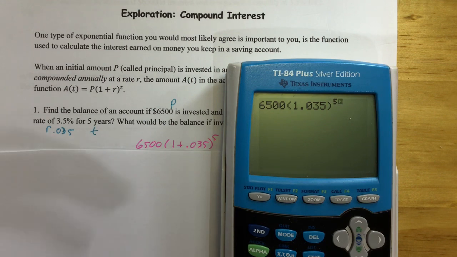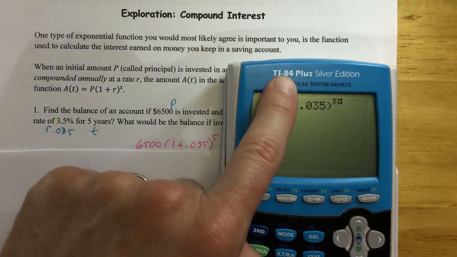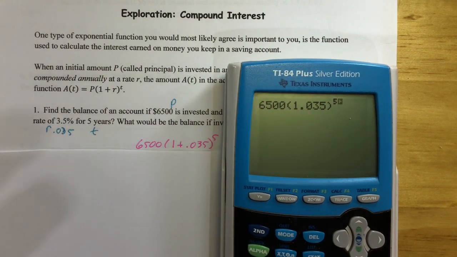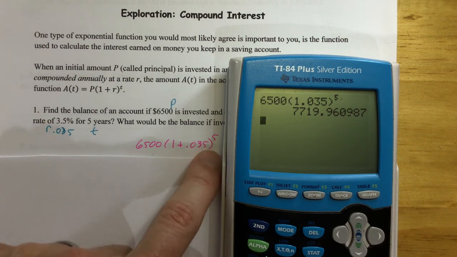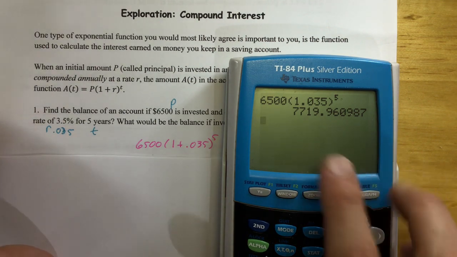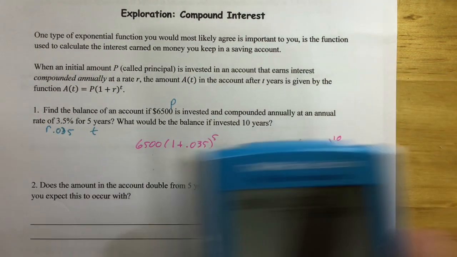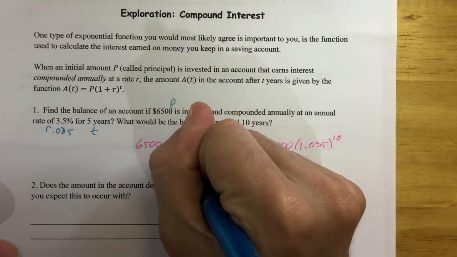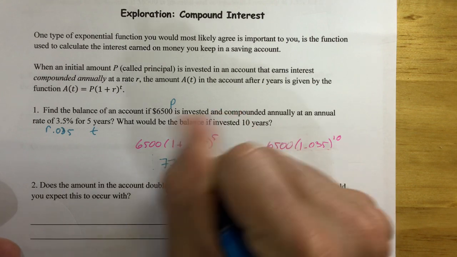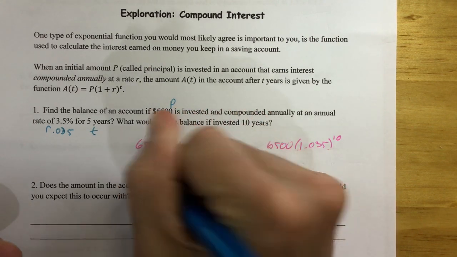There are apps out there that look like TI calculators that you can download, and you can also go online to like Desmos, and you can do that stuff too. So it might be easier if you just have that open. All right, so calculate. After 5 years, I'm going to end up with that amount. I'll just copy that down. That is $7,719.96. That's what you get.